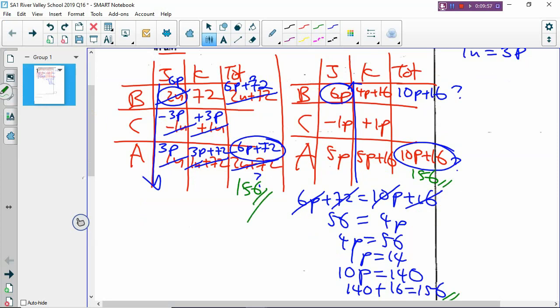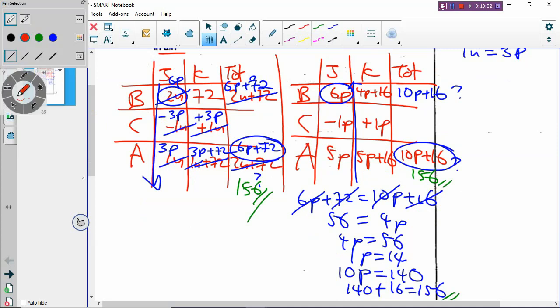Right? So that is the table method. Do pardon my steps because my steps are all over the place, but otherwise, this is how you solve the problem using the table method. How about the model drawing?